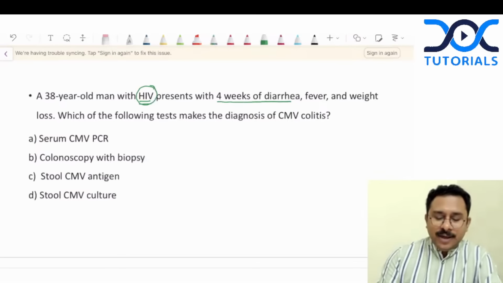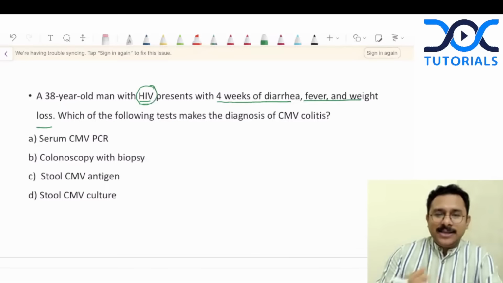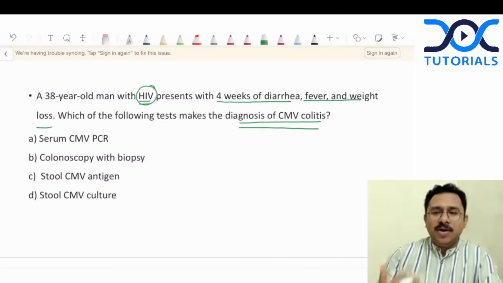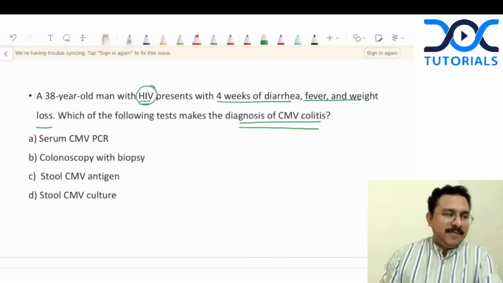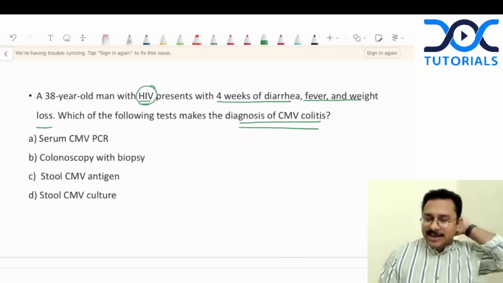So what is the presenting feature? Four weeks of fever, diarrhea, weight loss. And they are asking which of the following tests makes the diagnosis of CMV colitis. There are many possible etiological agents for diarrhea in HIV, one of which is CMV. And to establish a diagnosis of CMV colitis, which of these is best? What do you think is the answer?